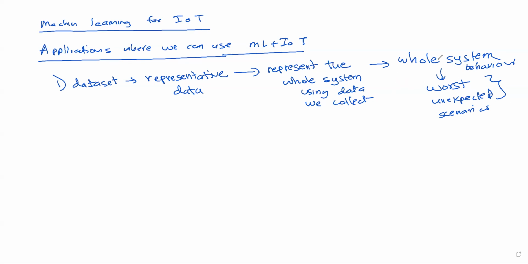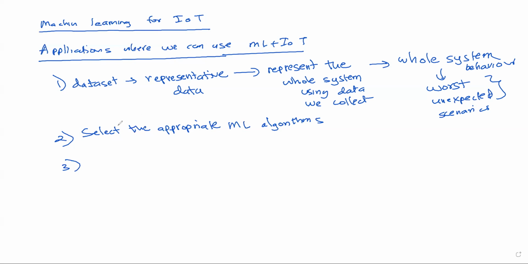We can't only consider the data that we have collected when the system is under normal behavior. We also need to take the system behavior once it is behaving in an unusual or worst case manner. We need to collect all that data, and only using all that data we need to train our model. Then we need to select the appropriate machine learning algorithms. There could be different algorithms, but we need to select the most suitable one depending on our application.